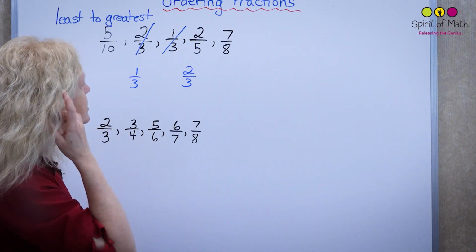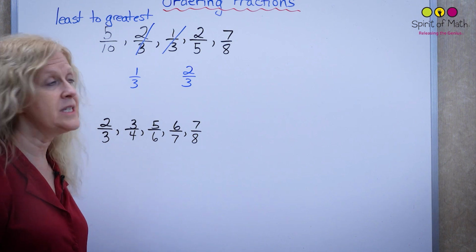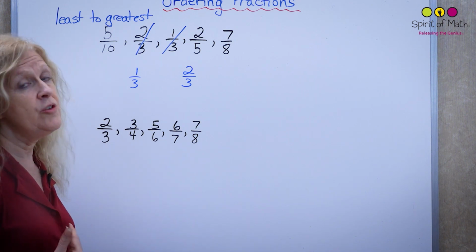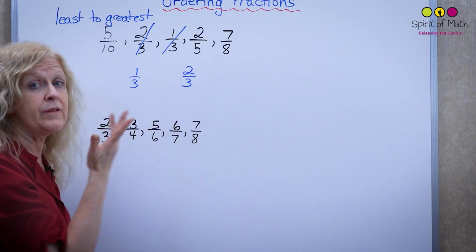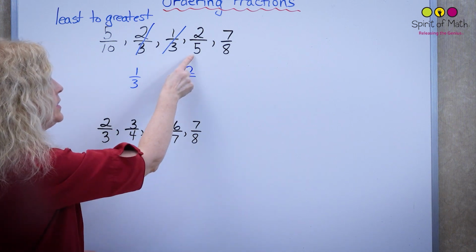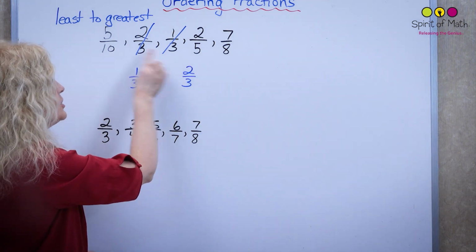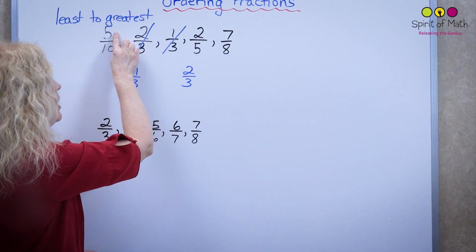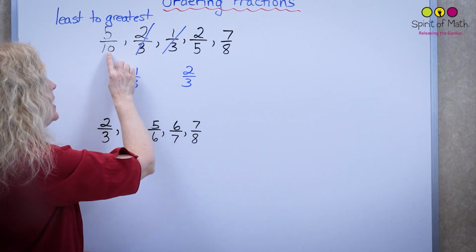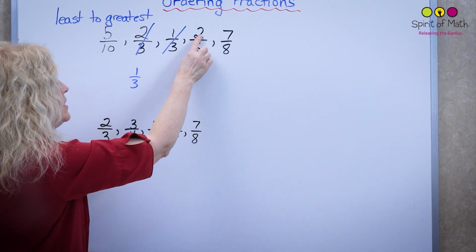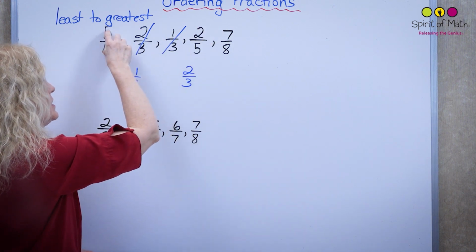And one of the things I always like to say to students is you can do the equivalent fraction, the cross multiplying quickly, and if you're comparing these two fractions, you can see that 5 times 5 is 25, and 10 times 2 is 20. So this is going to be smaller than this one.